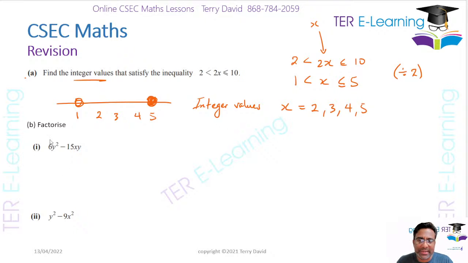Now let's do the second part here. The second part, we want to factorize this here. We have 6y squared minus 15xy. According to your syllabus, there are 4 different methods of factorization that you need to be aware of. And that is the HCF method, the difference of 2 squares, factorizing by grouping, and the quadratic function.